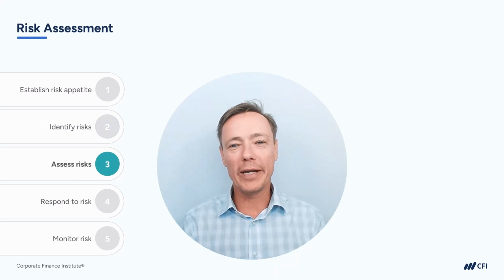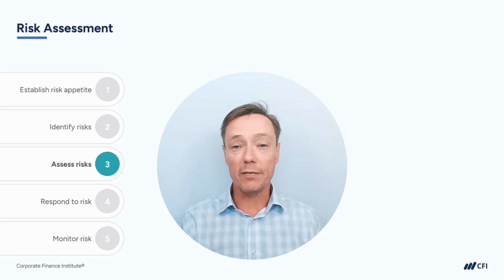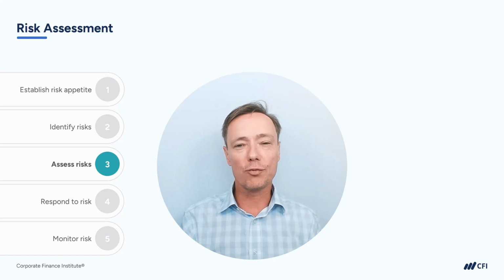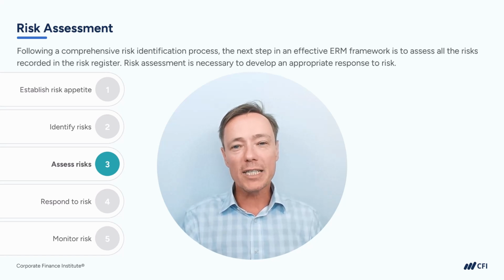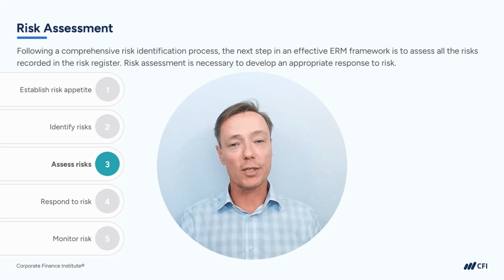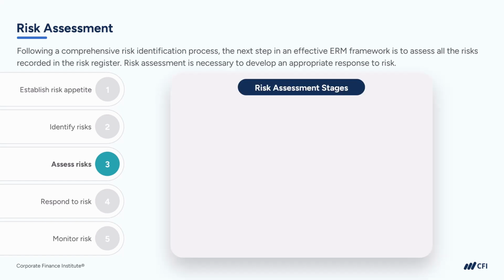Following a comprehensive risk identification process, the next step in an effective ERM framework is to assess all the risks recorded in the risk register. Risk assessment is necessary in order to determine an appropriate response to risk. Within an ERM framework, risk assessment has 4 stages. Number 1. A bank needs to develop assessment criteria to be used by all business areas so that risks can be assessed consistently across the enterprise.